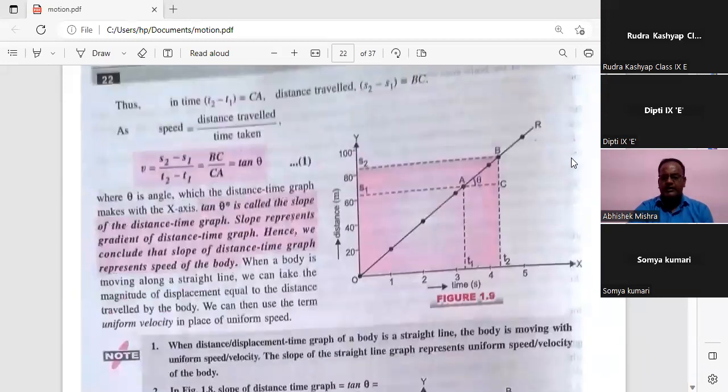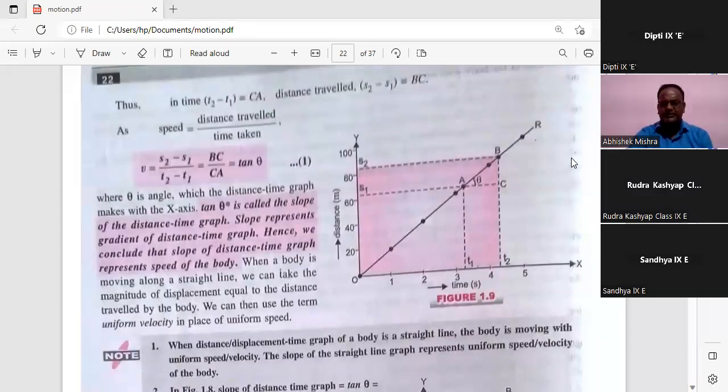Okay. Dipti, you will be saying the second graph. What is the case over here, Dipti? It is a distance time graph. What is the case in this, sir? When the body is in uniform motion. When the body is in uniform motion. Okay, very good.